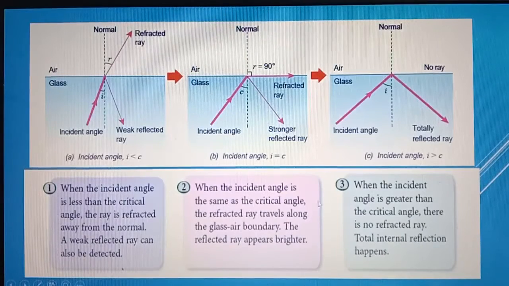Okay, so as you can see here, we can conclude there are two conditions for total internal reflection to occur. First, light must travel from denser to less dense. Okay, this one, denser to less dense. And then the angle I must be greater than the critical angle of the medium or glass block.